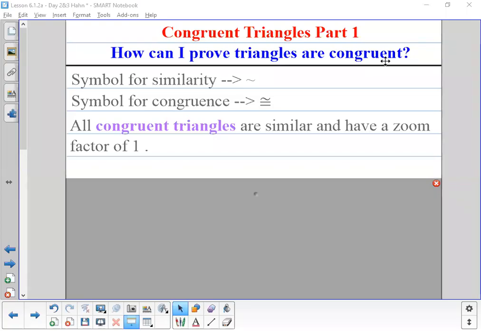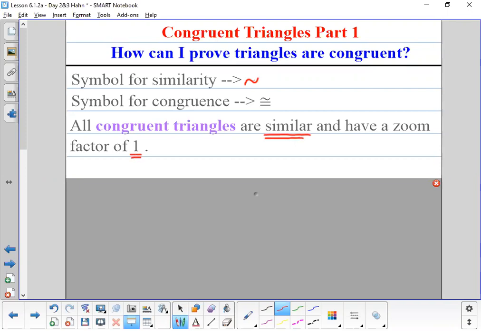A reminder here of what our symbols are. So we've got this tilde symbol that tells me they're similar. And then we have the congruent symbol, which is a tilde on top of an equal sign. And just a reminder, all congruent triangles are similar and they have a zoom factor of 1. So that means they are the same shape, because similar figures are the same shape, and same size. Their side lengths will be equal to each other. Oops, not same side, same size.